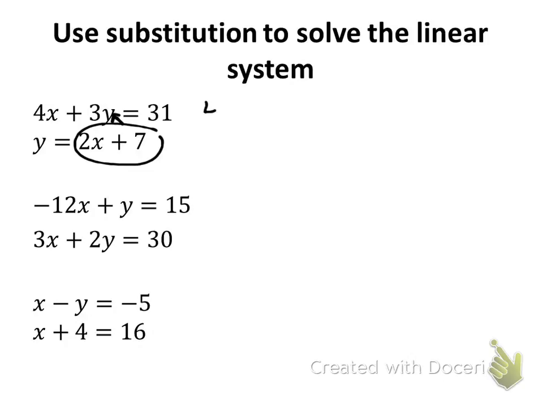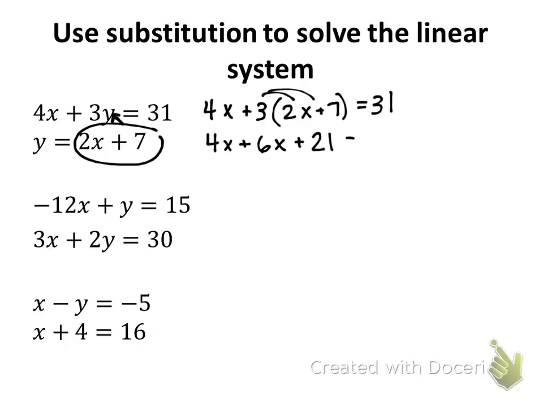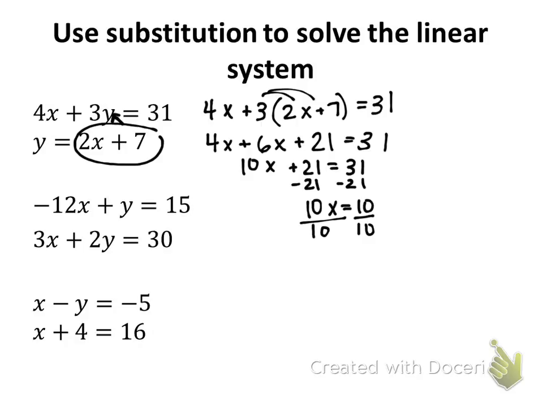So I'm going to take 4x plus 3, and then parentheses, 2x plus 7 equals 31. And what I'm going to do is distributive property because now I have like terms and I can solve for x. So I'm going to do 4x plus 6x plus 21 equals 31. And then 10x plus 21 equals 31. So I'm going to subtract 21 on both sides. 10x is equal to 10. Divide by 10 on both sides, and x is equal to 1.